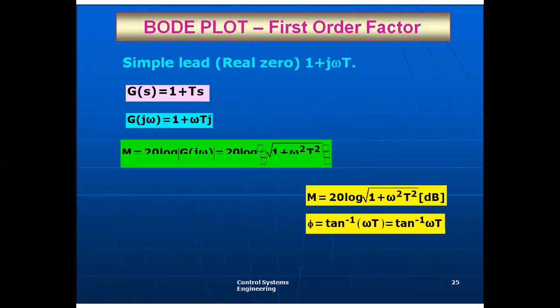Next we will take a first order factor which consists of only real zeros. So G of s is 1 plus Ts. Here G of j omega equals 1 plus j omega T. The magnitude for this is M equals 20 log of square root of 1 plus omega square T square, and the phase angle is tan inverse omega T. All are positive here. In the case of poles, you get negative values, whereas for a zero you will get all values positive. That is the difference between the poles and zeros of first order systems.